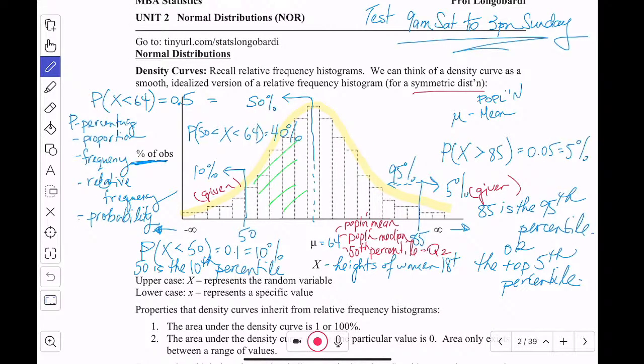What is it about the 95th percentile? Oh, because, okay, why is it the 95th, right? Because it's 5% on this side, so it has to be 95 on that side. And percentile is defined by the area to the left. So at 85, 5% is above and 95% is below.